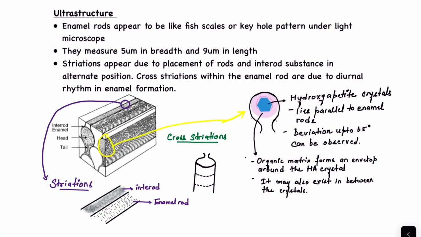So these are the enamel rods. Now coming on to the ultrastructure of enamel. What is ultrastructure? It is what's seen under a microscope. Many minute structures and details of the enamel rods I'll study in here.